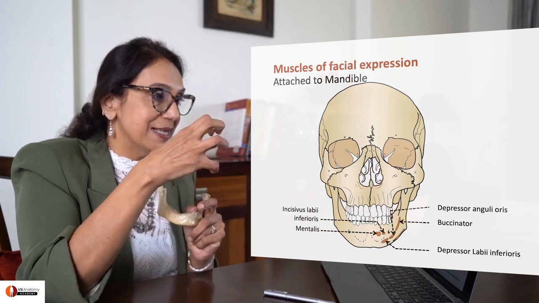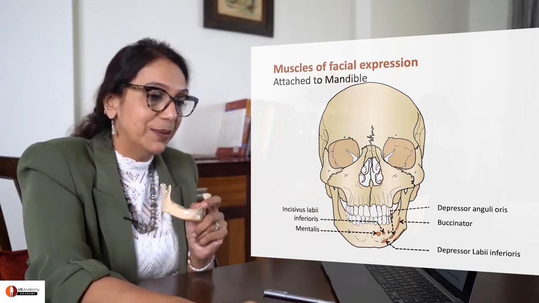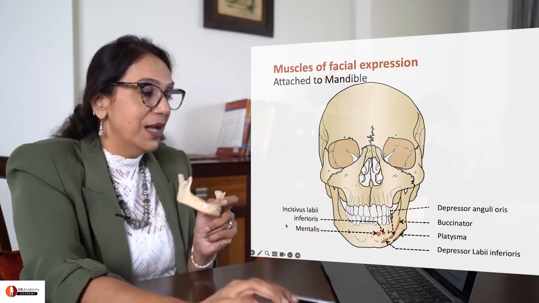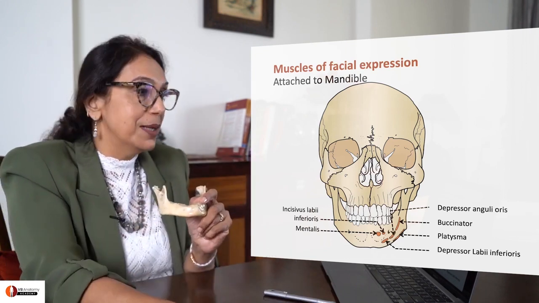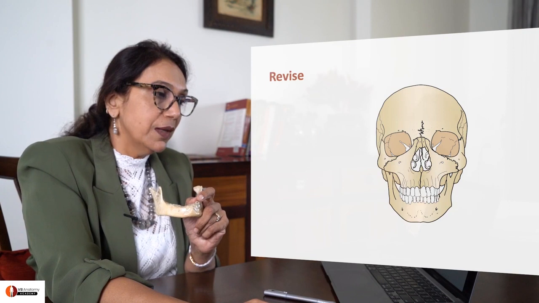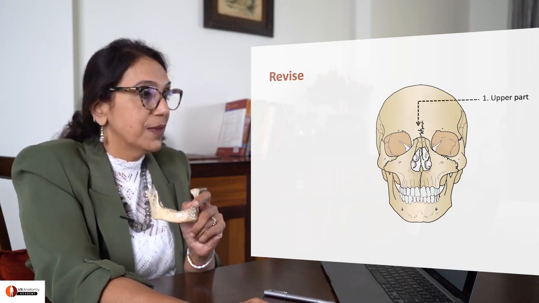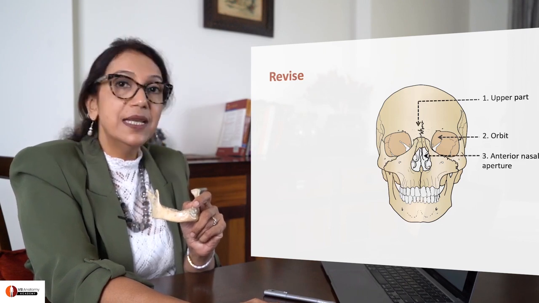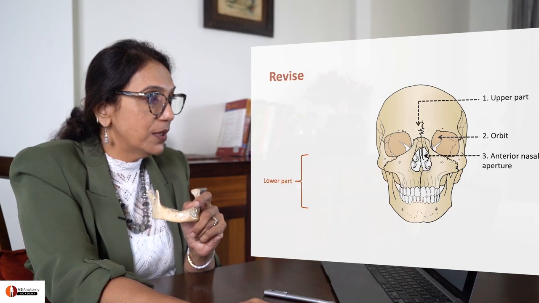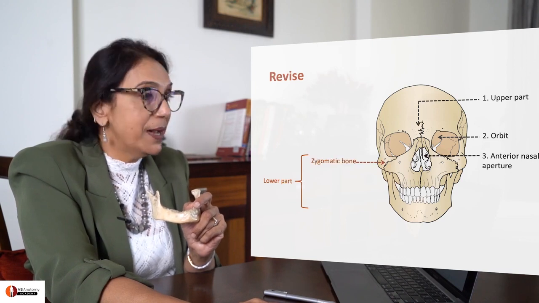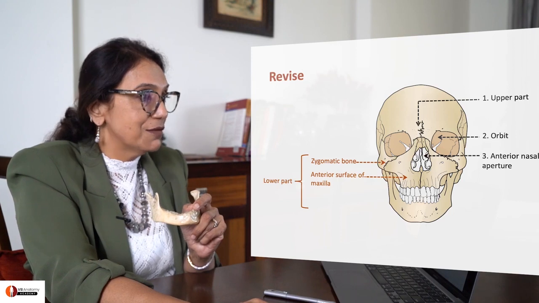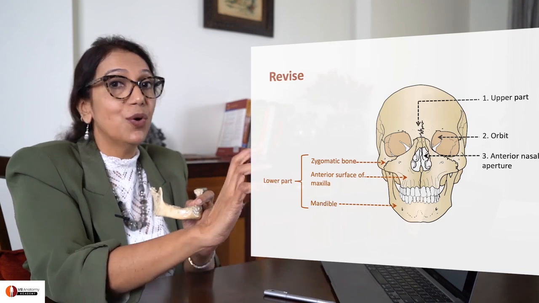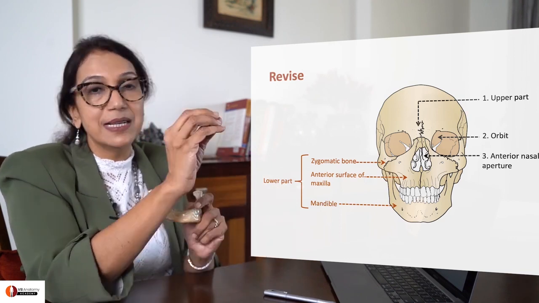So these are all muscles that are attached to your mandible, which are related to Norma Frontalis, which you need to know at this point. Along the inferior margin is a muscle called platysma. Right? So let's revise. This was the upper part that we studied, then the orbit, then the anterior nasal aperture. Then we talked about the lower part, which consisted of the zygomatic bone, anterior surface of maxilla, and the mandible. We've studied the Norma Frontalis. We've also parallelly done a number of muscle attachments.